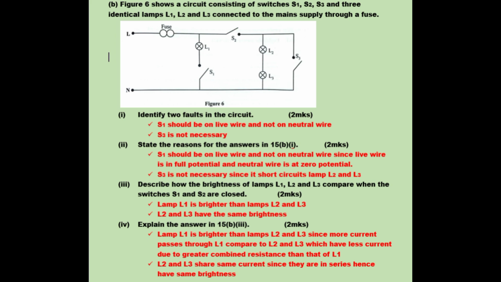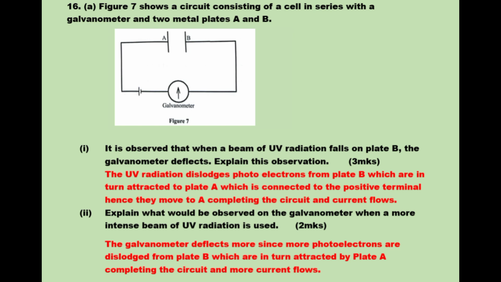Let's go to question 16. Figure 7 shows a circuit consisting of a cell in series with a galvanometer and two metal plates A and B. It is observed that when a beam of UV radiation falls on B, the galvanometer deflects. Explain this observation. We have UV, a beam of UV falling on plate B. Then we are told there is deflection on the galvanometer.